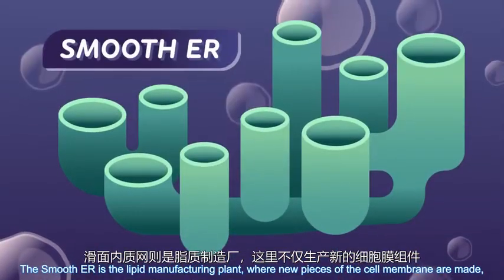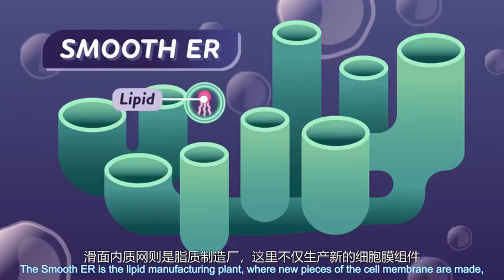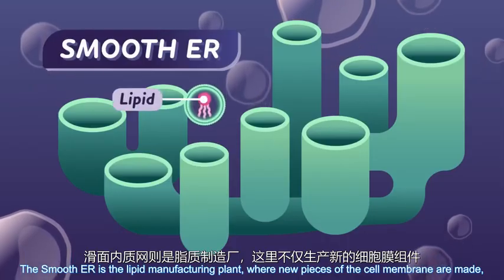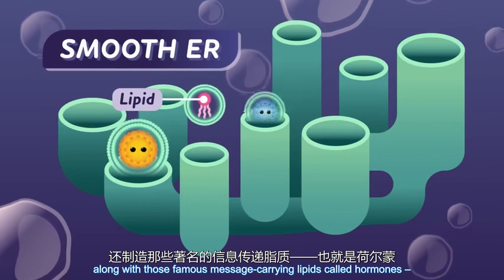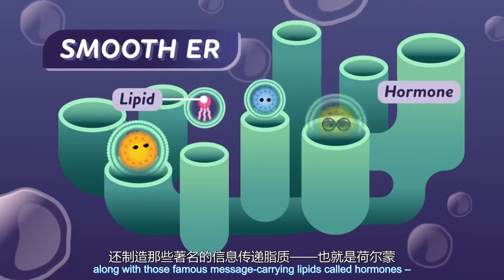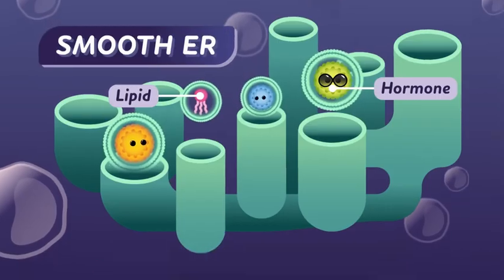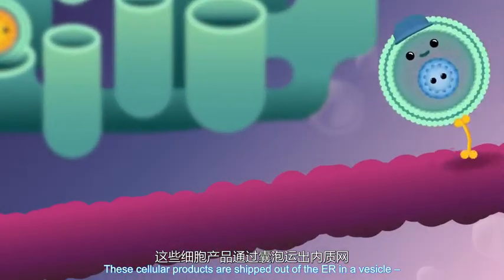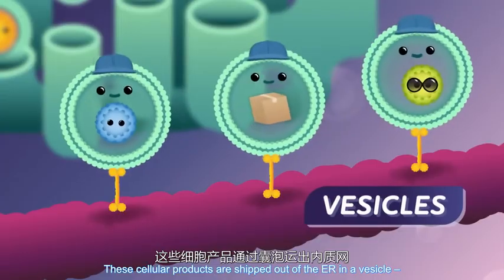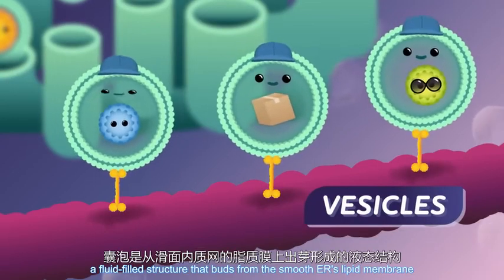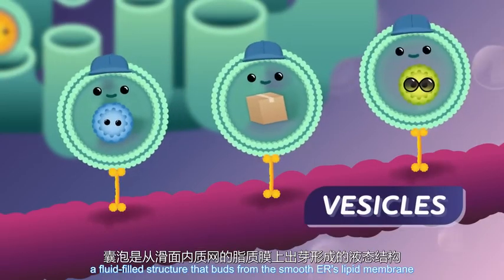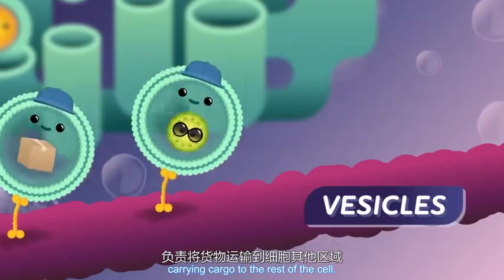The smooth ER is the lipid manufacturing plant, where new pieces of the cell membrane are made, along with those famous message-carrying lipids called hormones. Don't worry, they'll be around at the end of the tour for autographs. These cellular products are shipped out of the ER in a vesicle, a fluid-filled structure that buds from the smooth ER's lipid membrane carrying cargo to the rest of the cell.